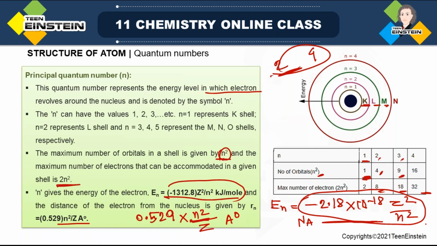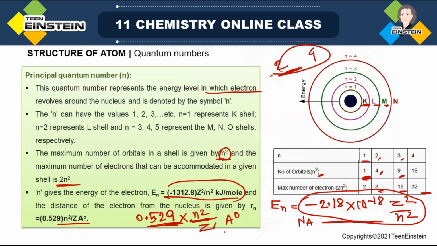That is the importance of it. It can also give you the distance, because if you know the value of the principal quantum number, simply by using this formula, and the Z value is required, the atomic number, you can understand what will be the distance of the electron from the nucleus and also the energy of the electron. So these are the significance of this number.